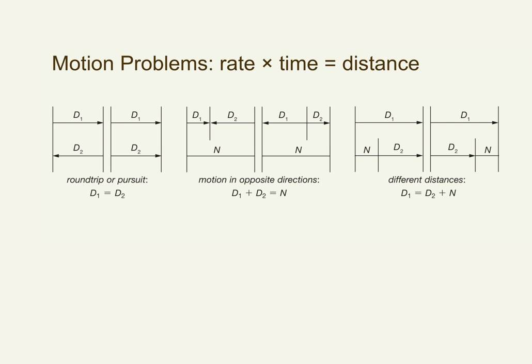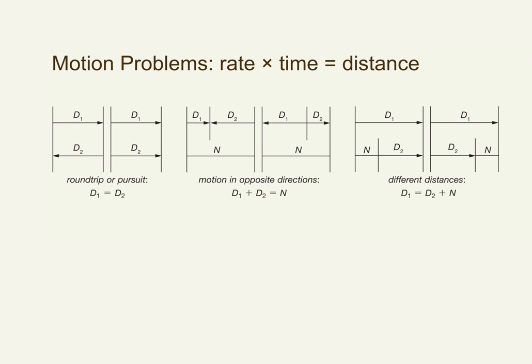As we continue with motion problems, we're going to look at some distance, rate, and time, which should be familiar. Obviously, rate times time equals distance. That should be a known algebraic equation at this point. But we're going to look at some motion problems, some that we should be familiar with. Round trip, opposite direction, different distances.